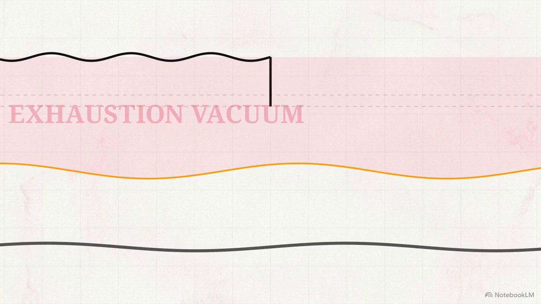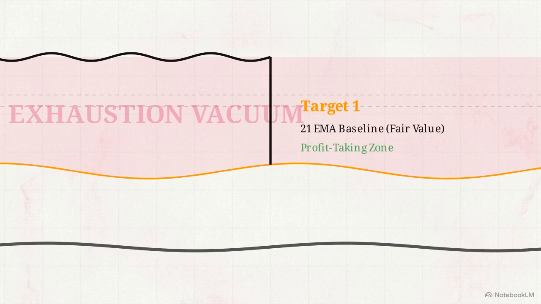As it plunges, it impacts a new moving average just below the original support lines, highlighting target 1. This level is the 21 EMA baseline, operating as the primary structural line of defense representing fair value. Algorithms place passive buy limit orders here, making the 21 EMA the first profit-taking zone. But the ultimate destination lies deeper.